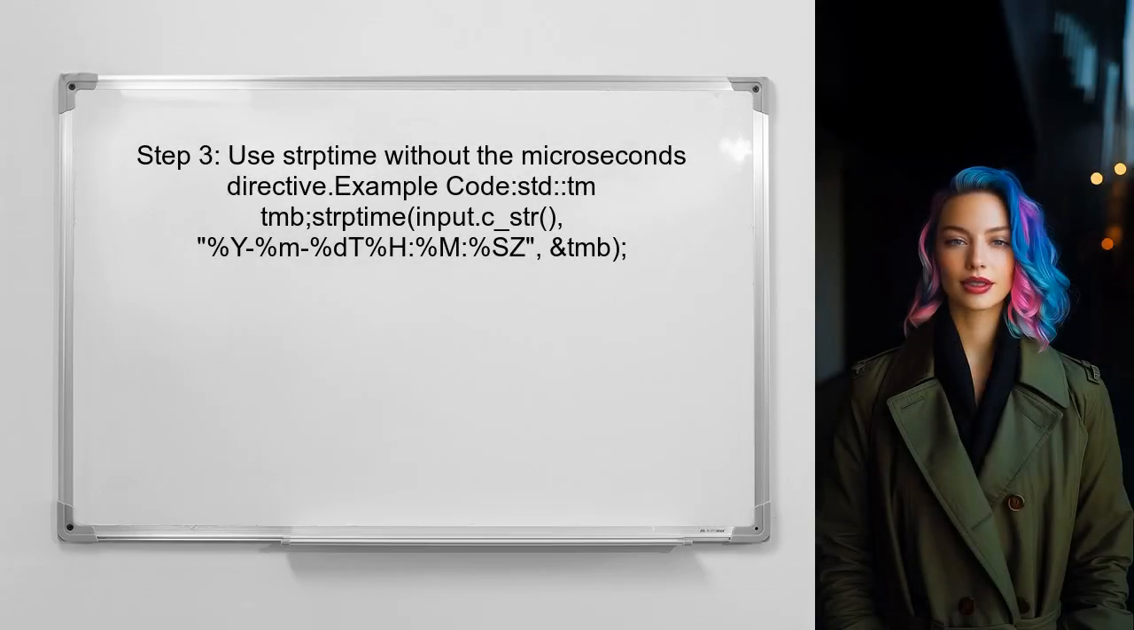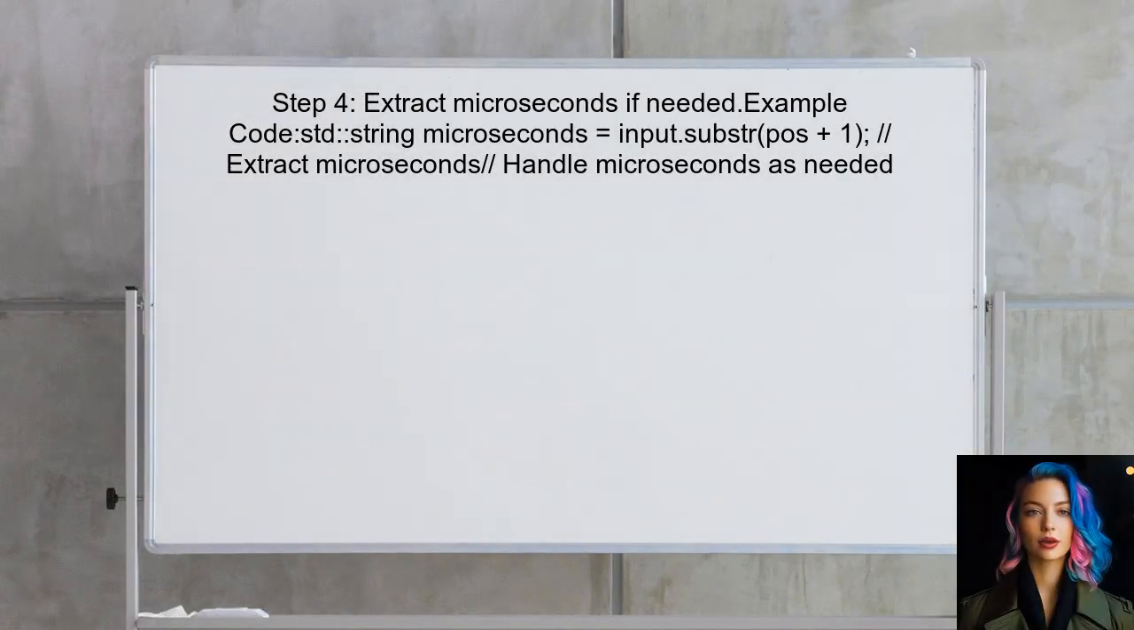After adjusting the string, the user can now safely use the strptime function without the microseconds directive. This will allow for successful parsing of the date and time. Finally, if the user needs to handle the microseconds separately, they can extract them from the original string before modification. This way, they can still utilize the microseconds if necessary.